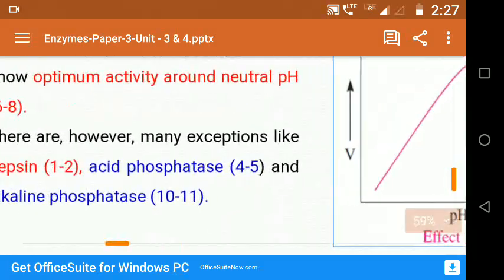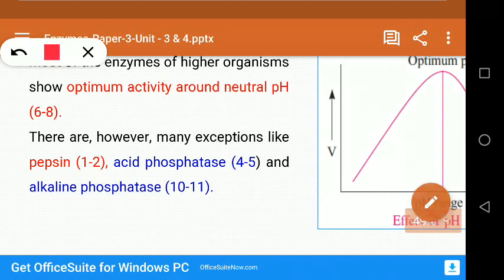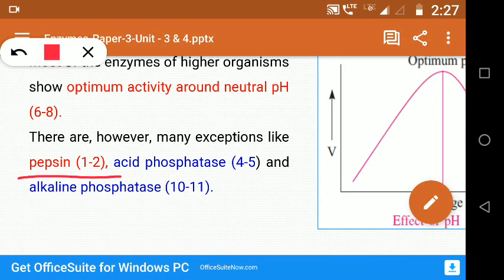So for example, if we take pepsin, a digestive enzyme which is present in the stomach, it is present in the acidic environment, HCl. Therefore it will be active in the acidic environment, that is pH 1 to 2. In the range of pH 1 to 2 the pepsin enzyme will be more active. If you increase the pH of the stomach beyond 2, the pepsin won't work.